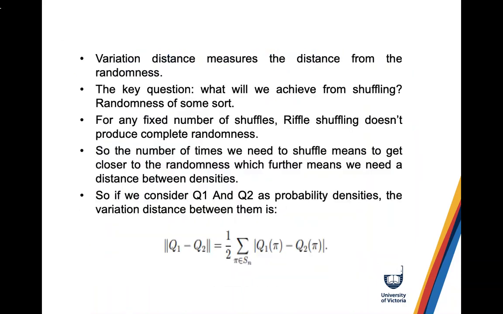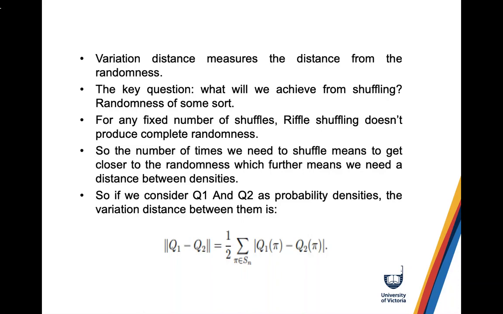Coming to variation distance. Variation distance measures the distance from randomness. The key question: what will we achieve from shuffling? Randomness of some sort. For any fixed number of shuffles, riffle shuffling doesn't produce complete randomness. As I said earlier, if it's a perfect riffle split from the very middle, 8 consecutive shuffles will bring you back to the initial deck. So the number of times we need to shuffle to get closer to randomness means we need a distance between densities.